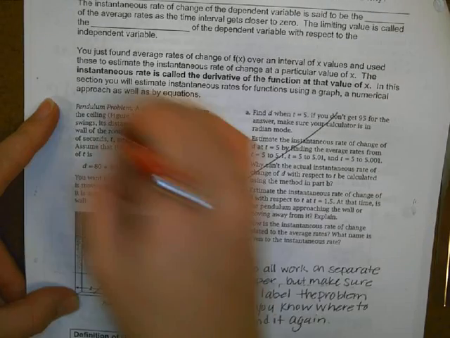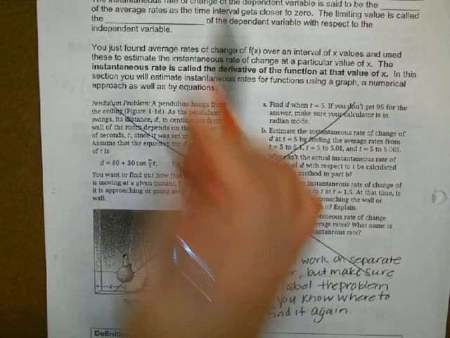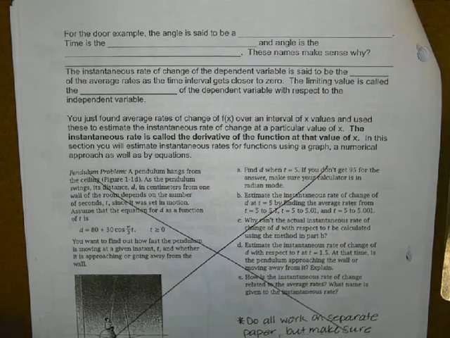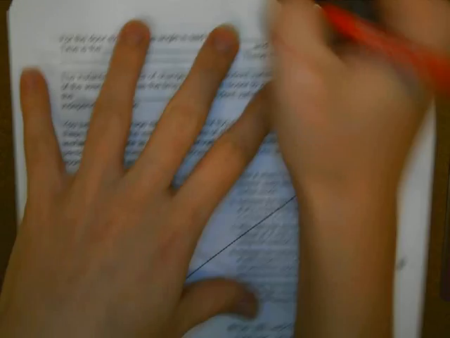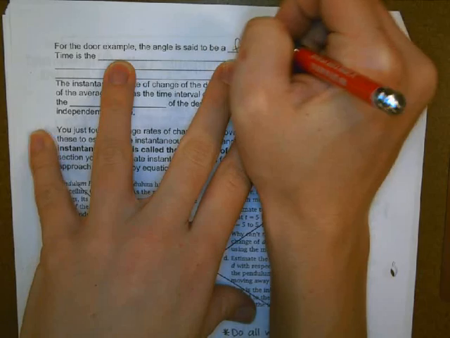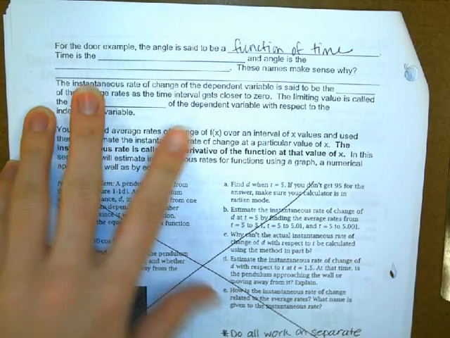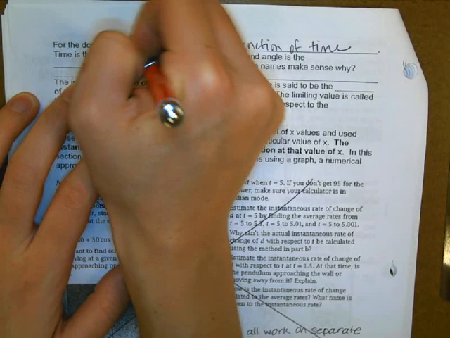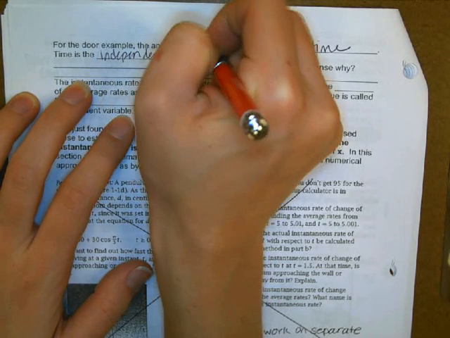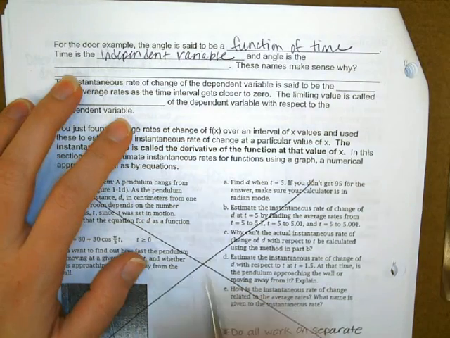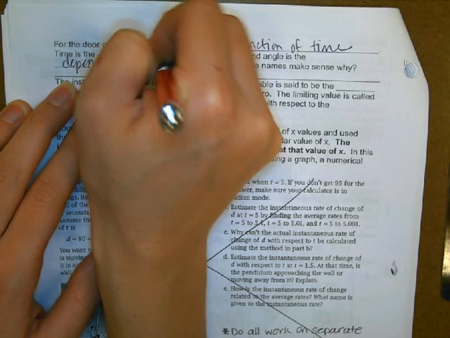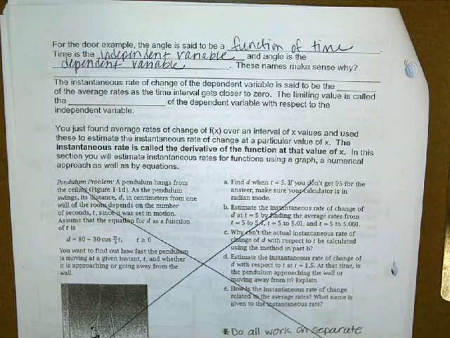Flip the page. You're going to cross this off because this is actually what we're going to be working on tomorrow together. For the door example, the angle is said to be a function of time, meaning you can't have an angle unless time has passed. Does that make sense? Time, we would say, is the independent variable. And the angle is the dependent variable. These names make sense. Why?